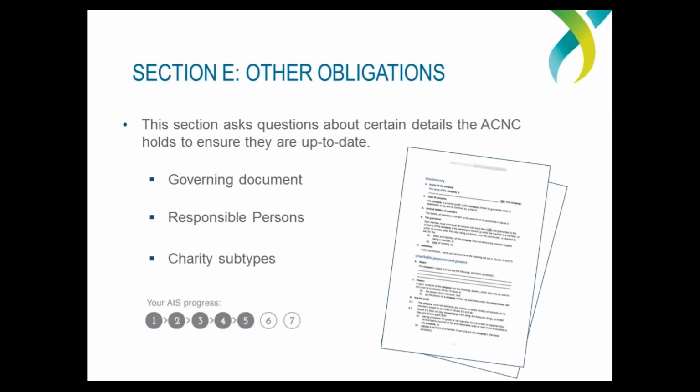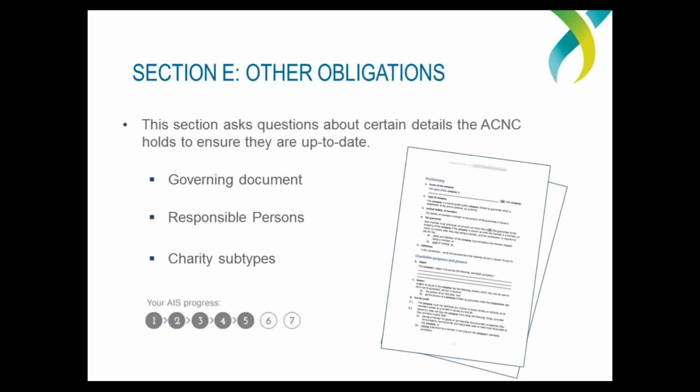So the third thing to check is your charity's subtype. Charities are registered with the ACNC under particular subtypes, and that's almost like a category or a type of charity which reflects the work that you do. So it's just worth checking that your charity subtype, the one that you've got registered with us, is still accurate.